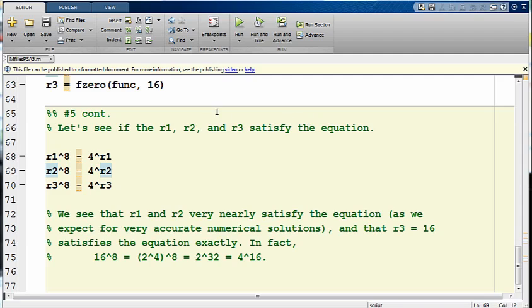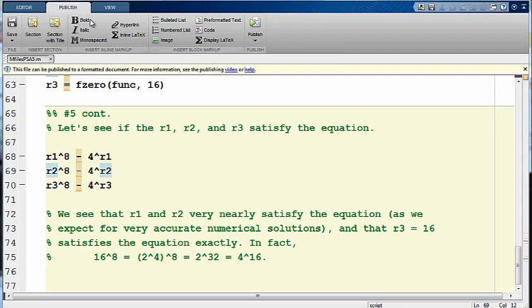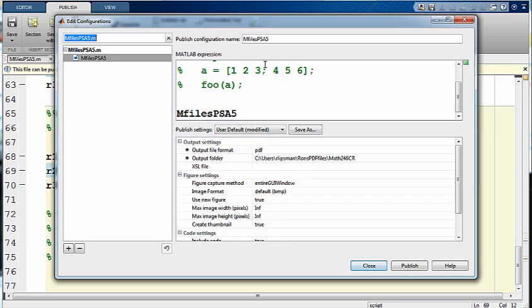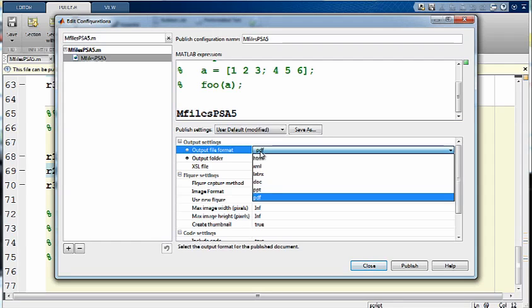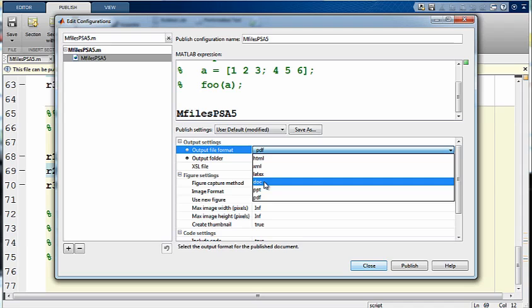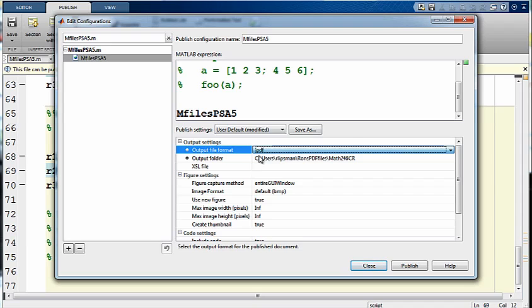In order to publish the file, we look up here at the top and click on the Publish tab. Over here on the right, under Publish, the first thing to do is to click on Edit Publishing Options. These 2 are the key features, the output file format and the output folder. It's already set to PDF. You could change it to one of these others like HTML or a Word document. I prefer PDF. Let's leave it at PDF, and you should set the folder where you'd like it to appear. Once you've got those 2, you just click Publish.